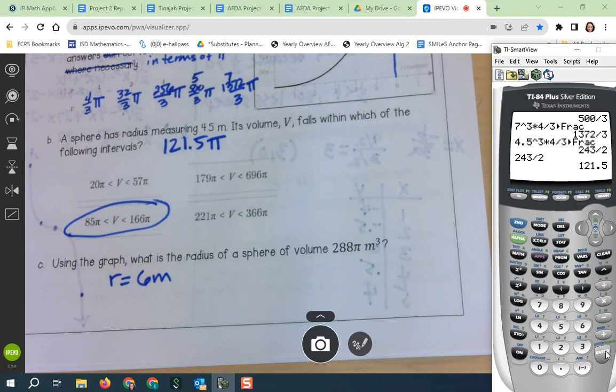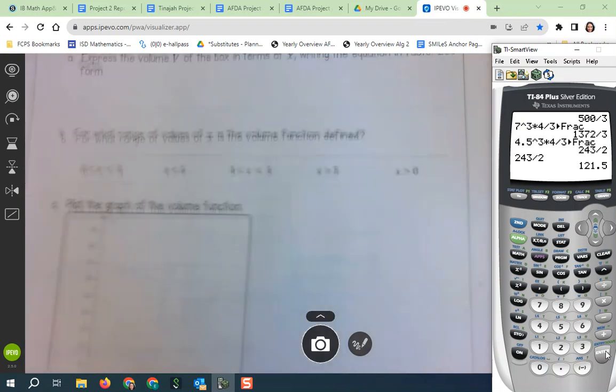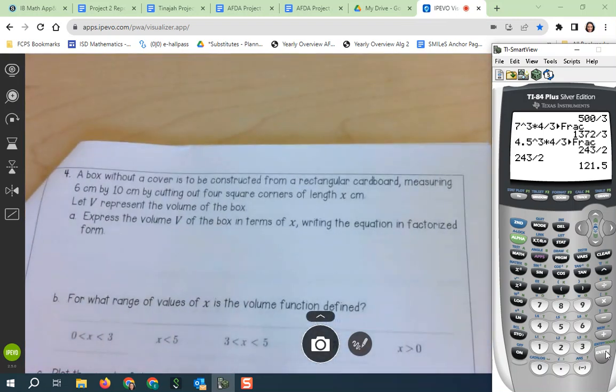One more problem, guys. This one is a little bit tricky, so we are going to spend some time with the setup on it. May I turn it? Okay. A box without a cover is to be constructed from rectangular cardboard measuring 6 centimeters by 10 centimeters by cutting out 4 square corners of length x centimeters. Let V represent the volume of the box.